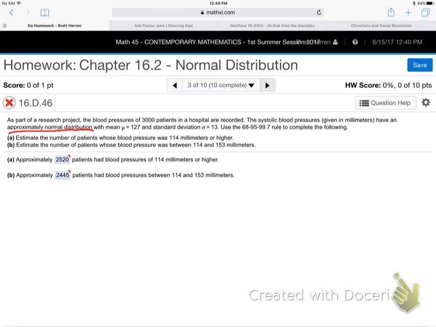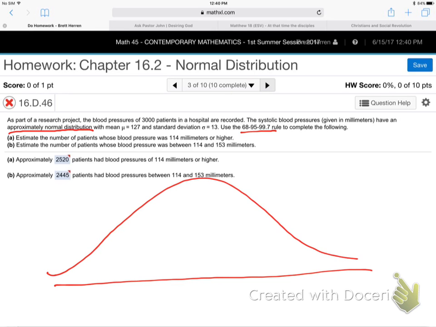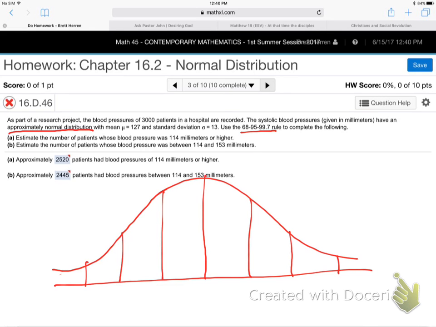You might wonder what that 68, 95, 99.7 rule is. Those are the percentages if you add up the middle 2, middle 4, middle 6. Let me show you. Let me just draw the curve again. All right, good enough. So we got the middle, 1 jump to the right, 2 jumps to the right, 3 jumps to the right, 1 jump left, 2 jumps left, 3 jumps left. They're telling me the middle is 127, so I'll put that right in the middle.